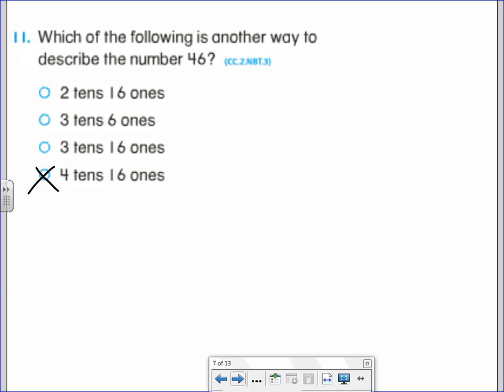Vincent? I'm not looking for 36. That's right here, right? 3 tens and 6 ones. This is the same as 36. Is 36 the same as 46? No, this one's not correct.